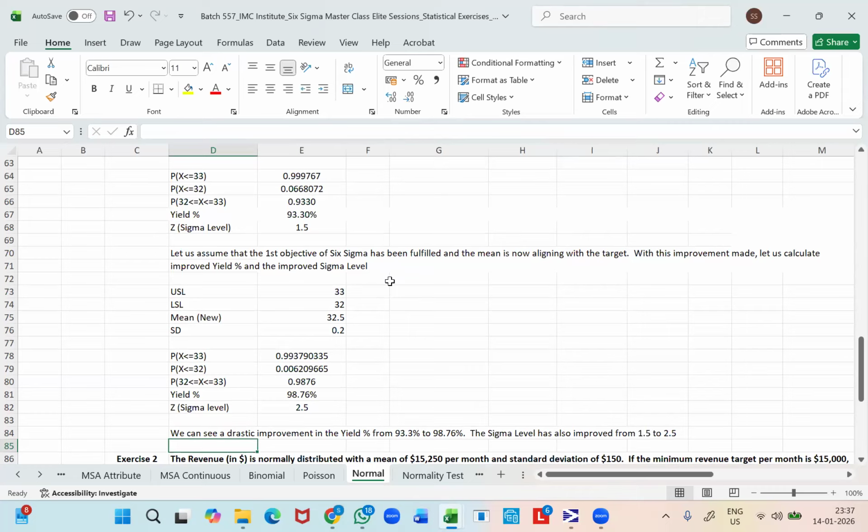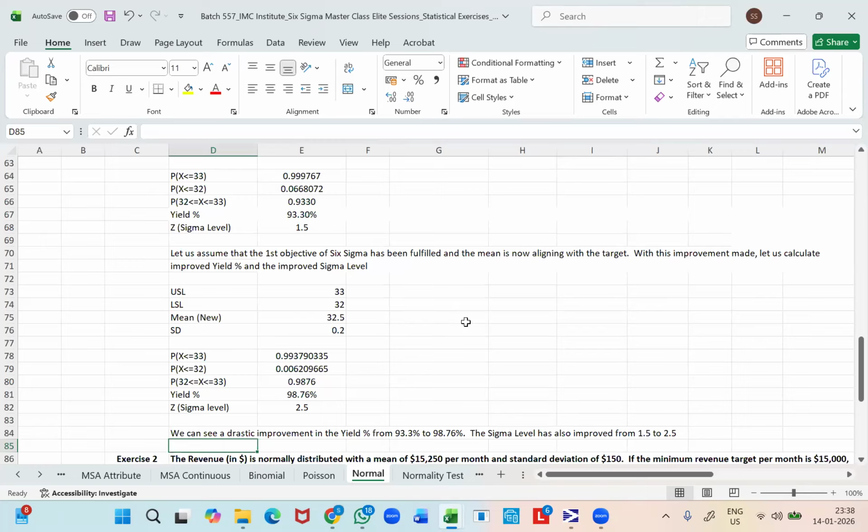Right? So if you want to further improve the sigma level, what are we supposed to do? The first objective of Six Sigma has been fulfilled, that is aligning mean with the target, and that is the best position for mean as well. We have already seen that, right? Now, 2.5 as sigma level is not enough for me. So I want to improve the sigma level further. What am I supposed to do?